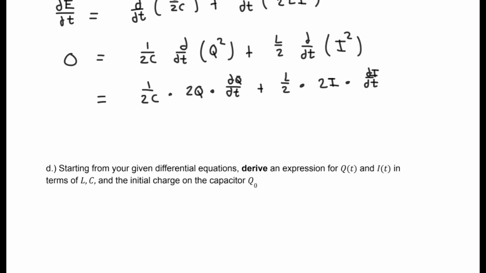And actually some nice things happen here. The 2's cancel, and we can start grouping some common terms. So 0 would be equal to q over c, dq dt is just I, so q over c times I, plus L di dt times I.